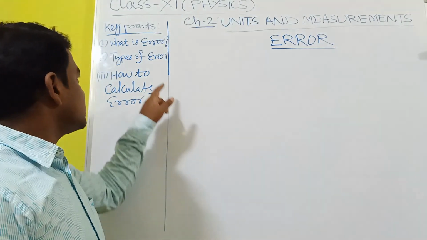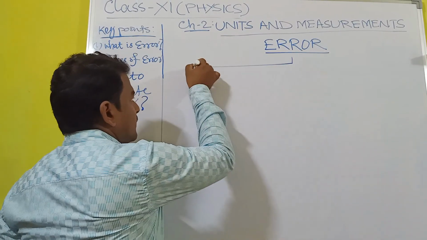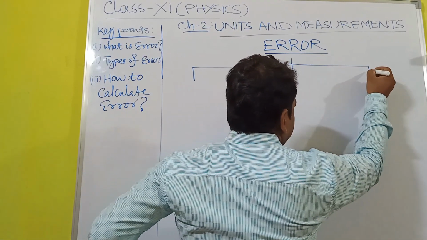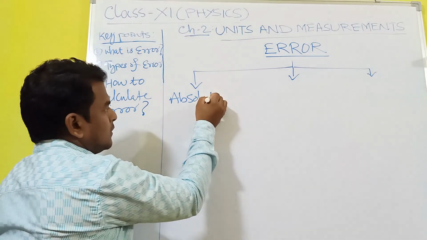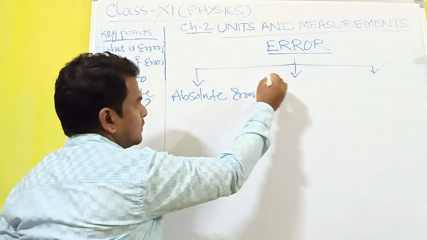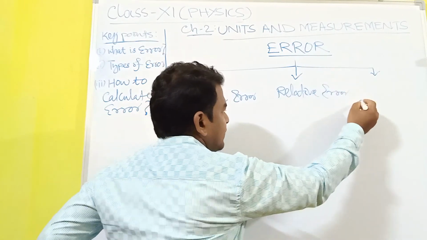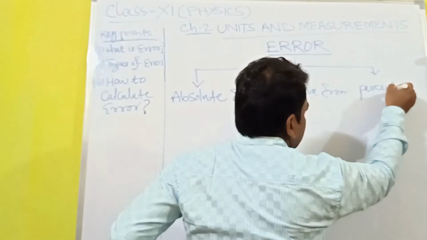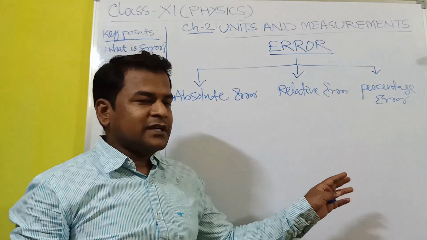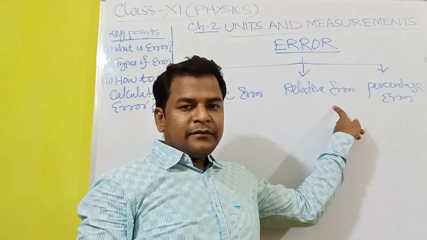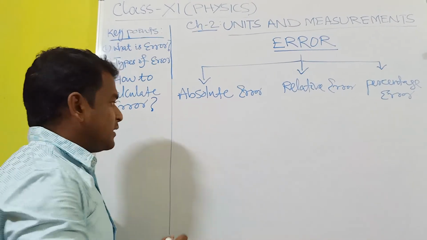Now we will discuss the types of error. Error is of three types. One is absolute error. Second is relative error. Third is percentage error. So error is of three types: absolute error, relative error and percentage error. We will first discuss the absolute error.